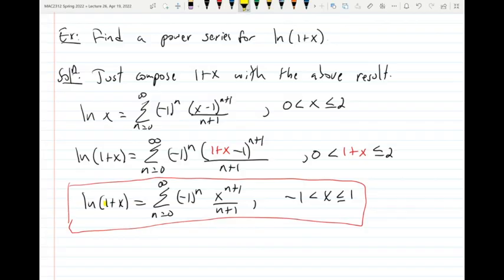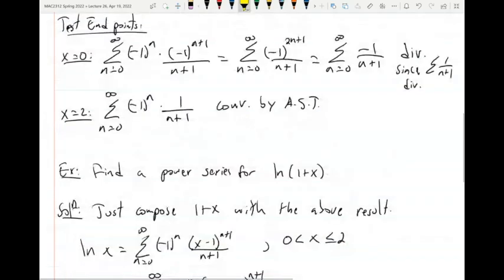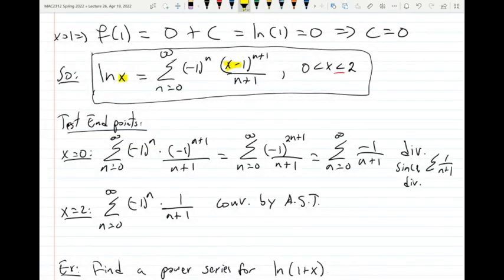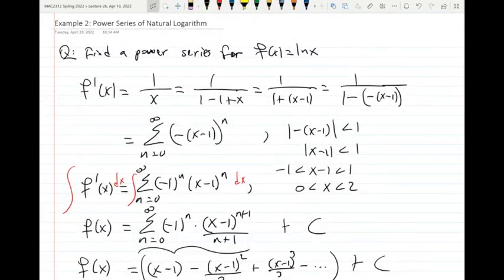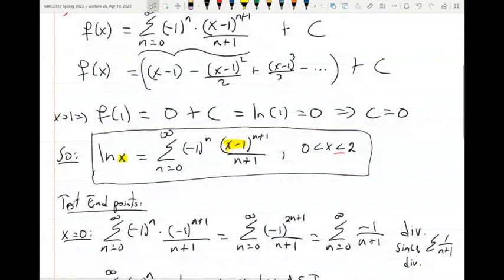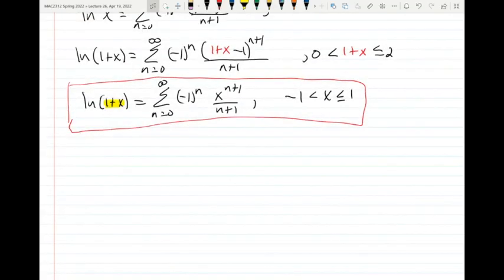But be careful. Remember, this is 1 plus x. That's when you can make the center 0. If you only have ln of x, then you have to make the center something else, which in this case is 1, but you can make it something else if you want, because here you could play some tricks. Instead of a minus 1, you can probably do it with a minus 5, but then you have to modify, and so on. Okay, questions? Do you understand this?